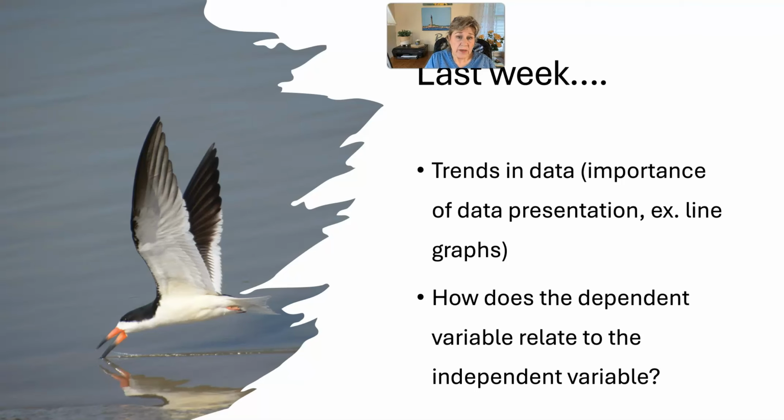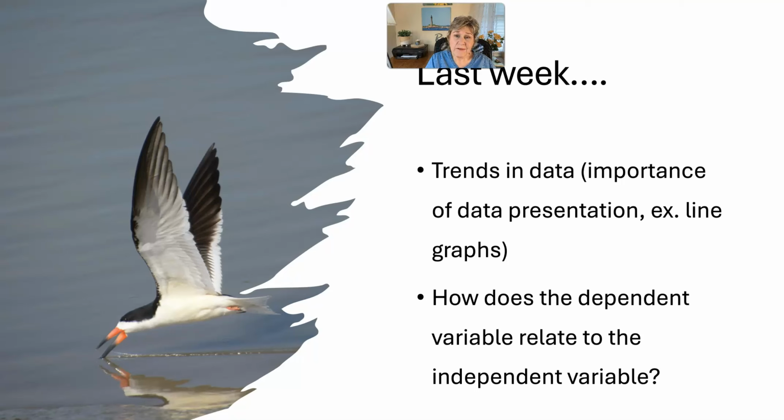Last week, we looked at data and trends in data. It's really important in science for us to collect data points. And the only way that you can figure out what all of these data points mean is to graph the data and then look at the trends. Because what are you trying to do? You're trying to figure out what the data means, right? So how is this being affected? How is the dependent variable changing based on the independent variable that you are changing? That's that second question right there.